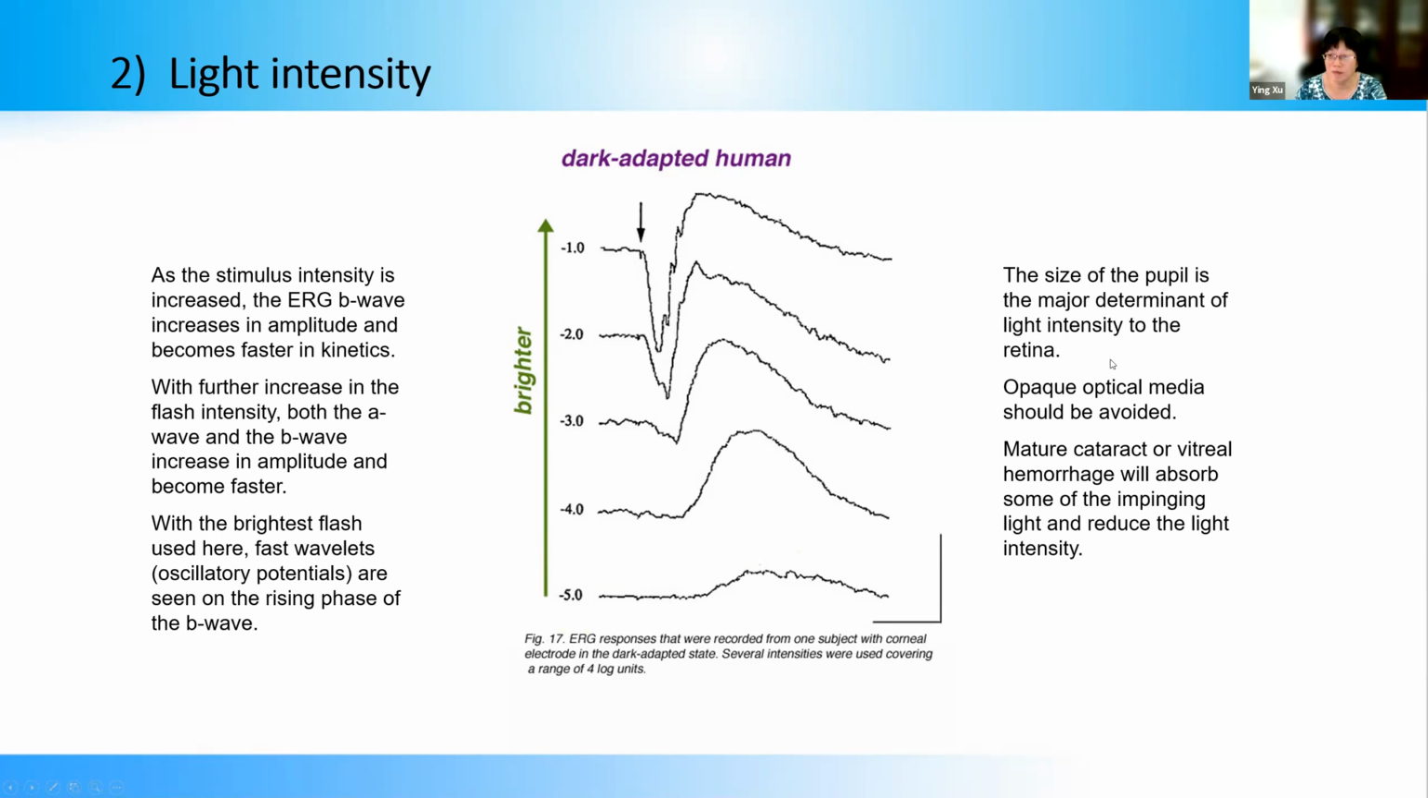First is the size of the pupil, which is a major determinant of light intensity to the retina. So during the experiment, you really want to fully dilate the pupil. Also, any opaque optic media that blocks the light path into the retina should be avoided. If animals develop something like cataract or vitreous hemorrhage, those will absorb the light and reduce the light intensity. So when you start the experiment, you want to check whether the animal has this problem or not, and animals having cataract should be excluded from the experiment.